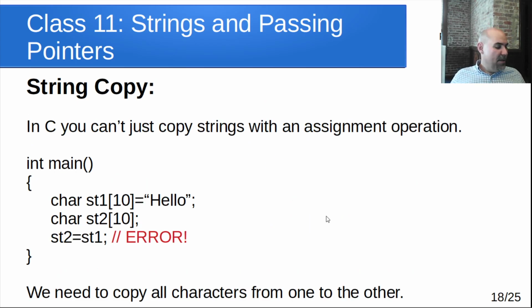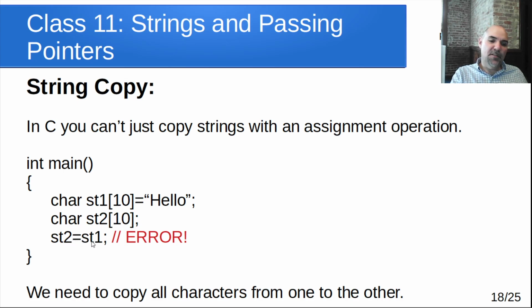Okay, string copy. So back to the question of how do we assign a string to some array, because we couldn't say, like we did earlier, AR equal double quote hello. That doesn't work. So how do we assign it? Well, we need a string copy function. And to show why this is an error, here I have this string 1. It's a character array 10 spaces big. I've got hello in there. And then I made a second one called string 2. And I want to make a copy of hello into that one.